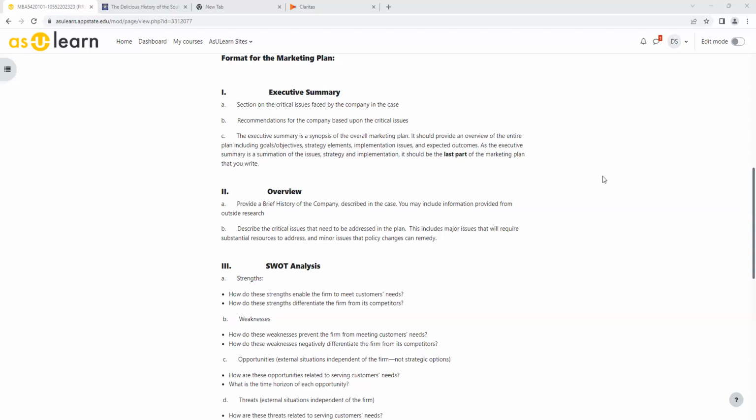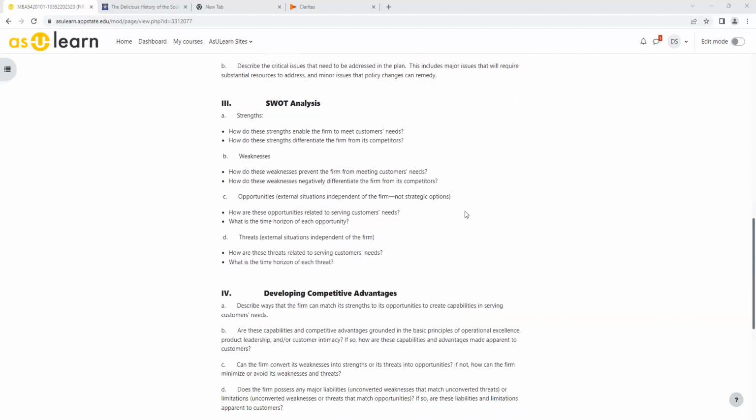The next section is, of course, the SWOT analysis. This is just a brief overview of the SWOT: the strengths, weaknesses, opportunities, and threats that the SWOT analysis, based upon what you have read and your additional reading on the corporations, has brought to light as well.